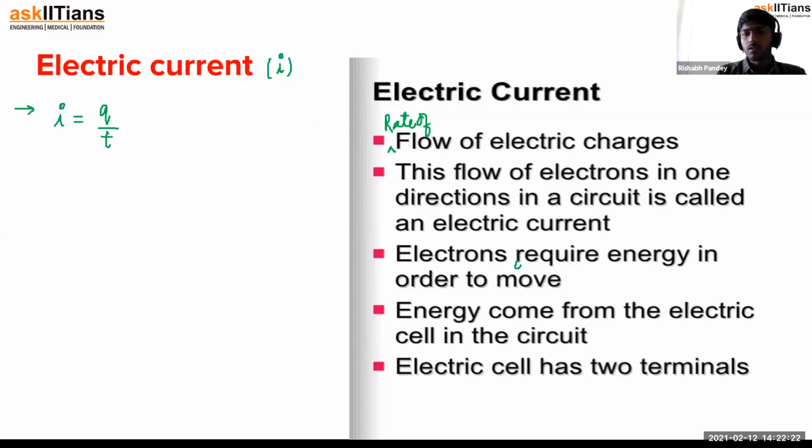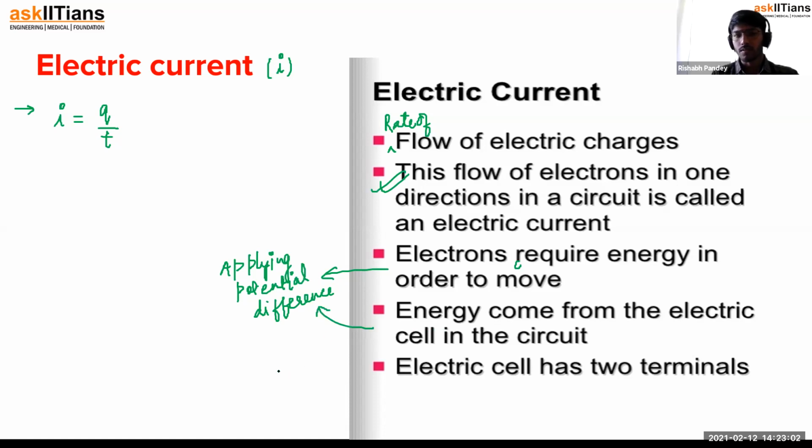Next, the flow of electrons in one direction in a circuit is called an electric current. You can write this as the definition: rate of flow of electric charges. Electrons require energy in order to move, and this energy is given by applying a potential difference. Energy comes from the electric cell in the circuit. Electric cells provide you with the potential difference.